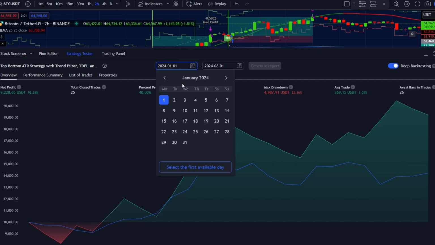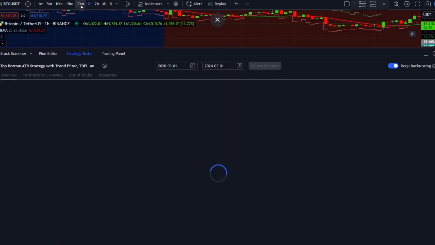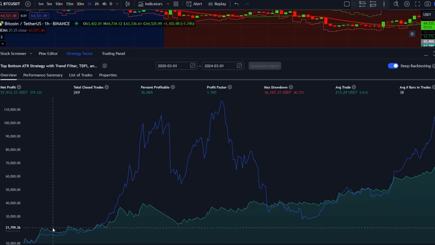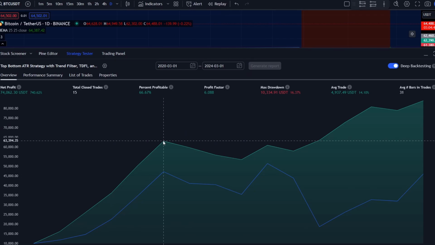Now let's set it back, and let's see lower and higher timeframes. On the 1 hour, it's still profitable, however the buy and hold was better. On 4 hour, it is profitable too, but again the buy and hold was better. And on the daily it's also profitable and it outperformed the buy and hold, but with just a few trades.